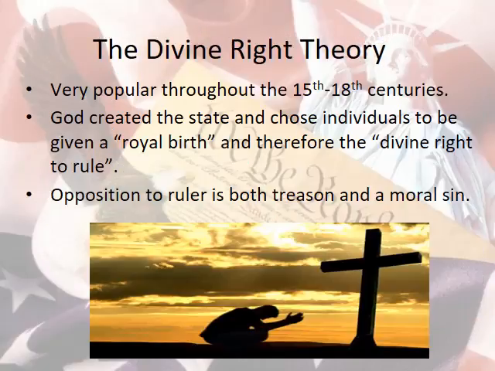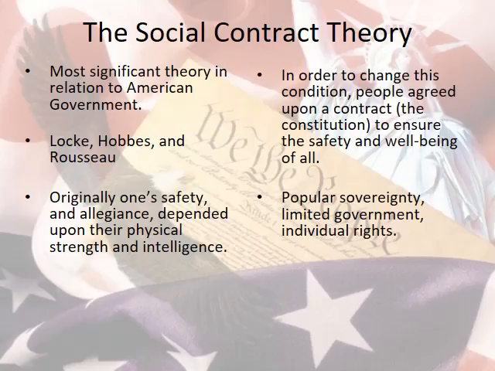All right, very popular throughout the 15th and 18th centuries was divine right theory, that God created the state and chose individuals to rule because they were given a royal birth and a divine right to rule. Many of your monarchies, like England, came from this idea that the king and queen's family was chosen by God because they were more important than everybody else. They were divinely chosen. And if you go against them, you're committing treason, and ultimately you'll be going to hell because it's a sin.